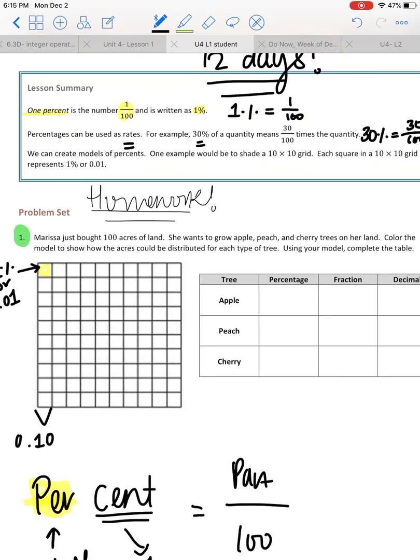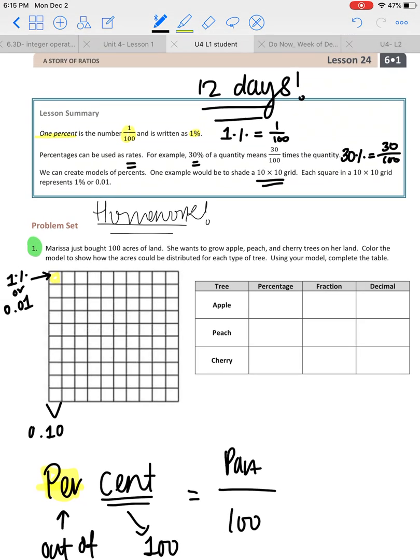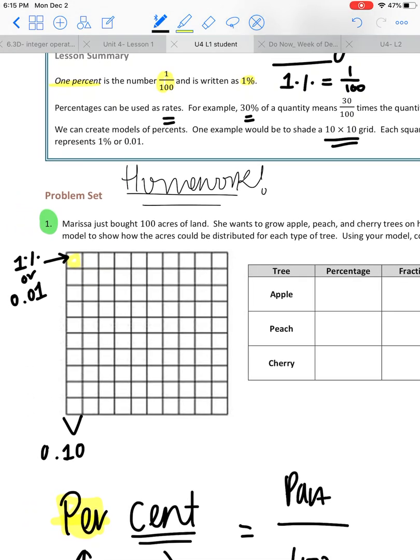And then we can create models of percents. One example would be to shade a 10 by 10 grid, which is what we have over here. And each square in a 10 by 10 grid represents 1% or 0.01. So that's exactly what I just did right here.